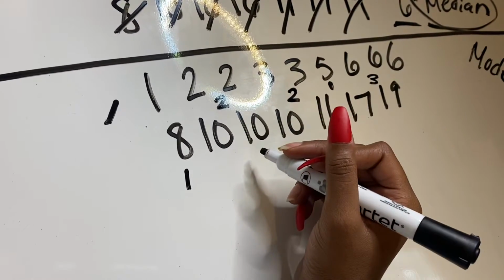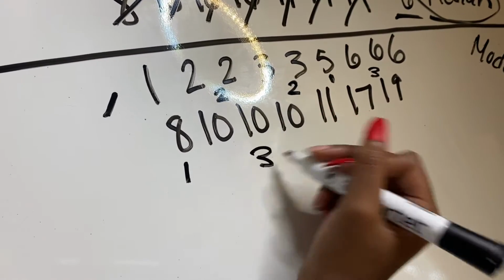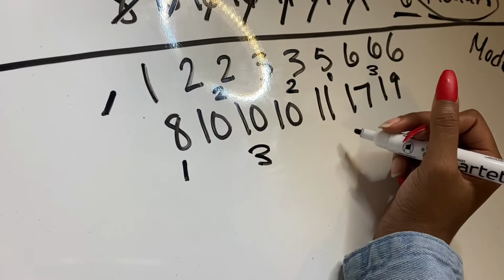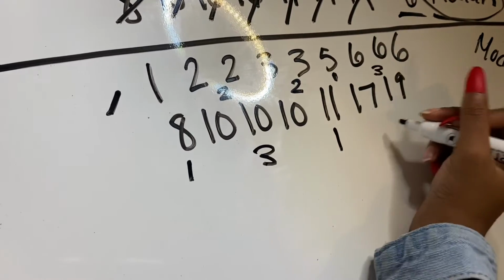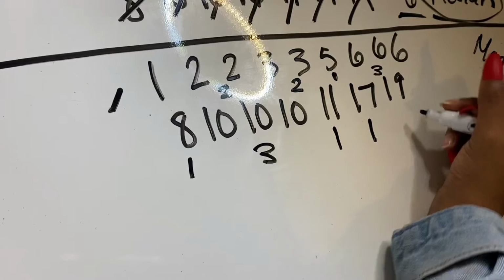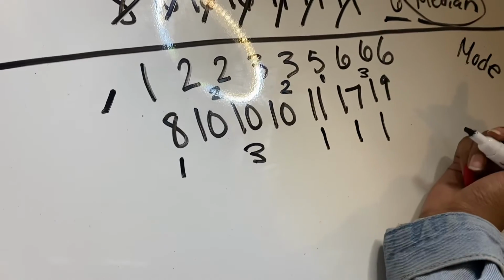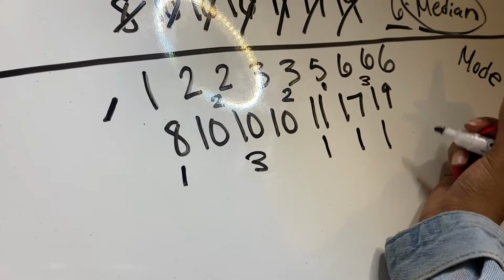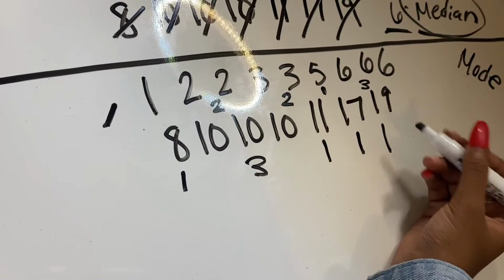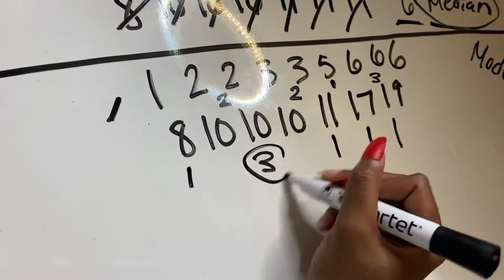1. How many 10s is it? 3. How many 11 is it? 1. How many 17 is it? 1. And how many 19 is it? 1. Therefore, what number do you see the most? The biggest number out of it would be 3.